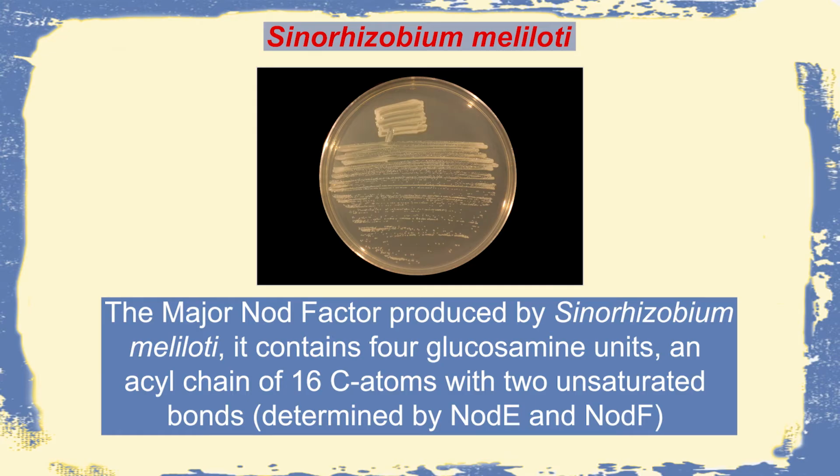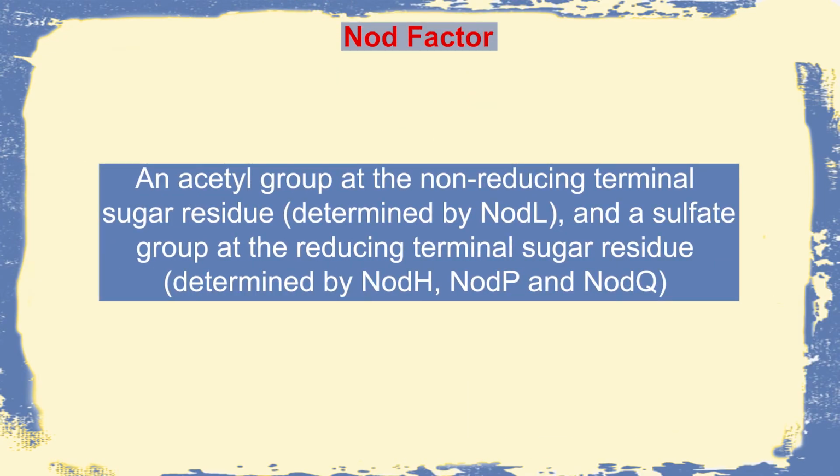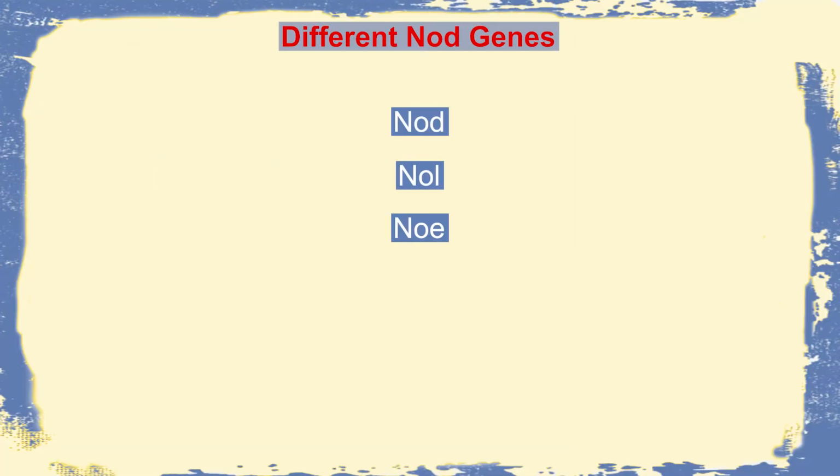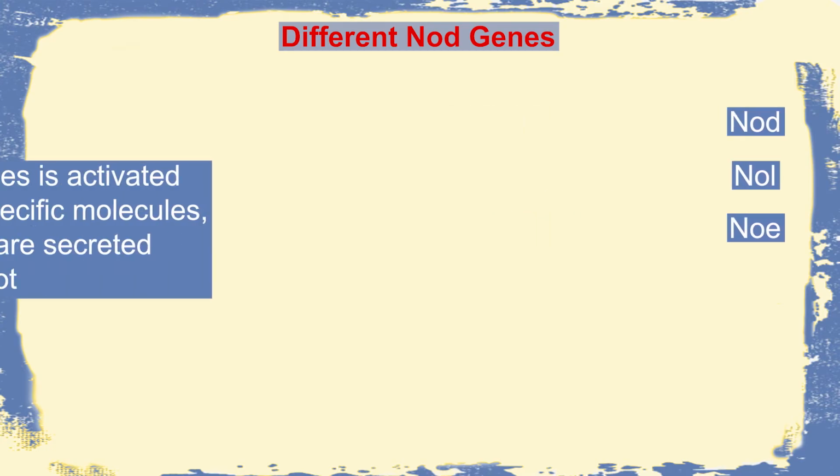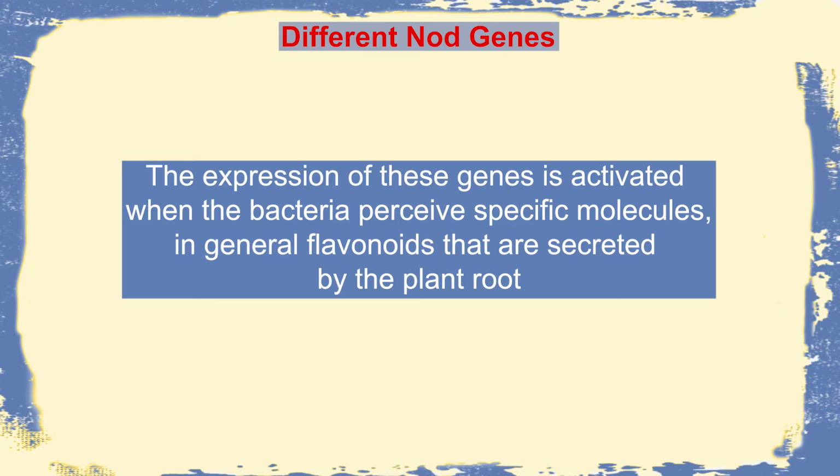The nod factor consists of 4 glucosamine units of 16 carbon with 2 unsaturated bonds, and there is an acetyl group at the non-reducing terminal sugar denoted by NodL, and a sulfate group at the reducing terminal sugar denoted by NodH and NodP and NodQ. So ideally it is a polysaccharide, and this nod factor is produced by different nod genes. They are called nod, nol or noe genes, and the expression of these genes will occur whenever there is a specific flavonoid produced by the plant.